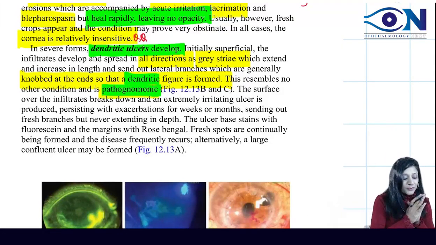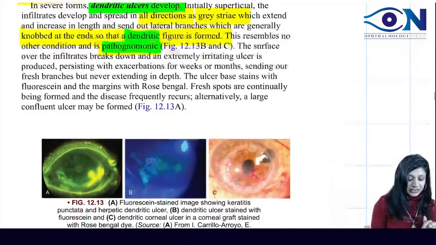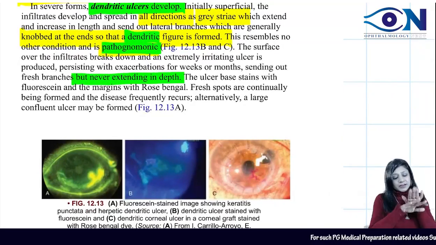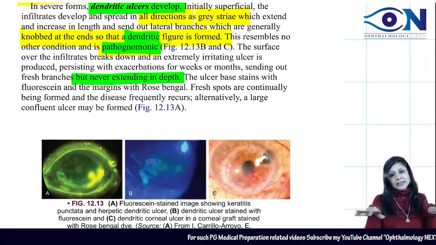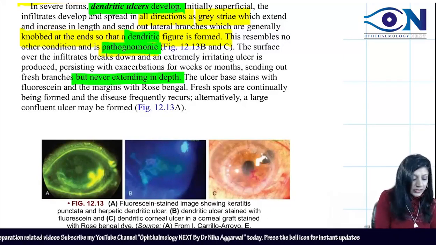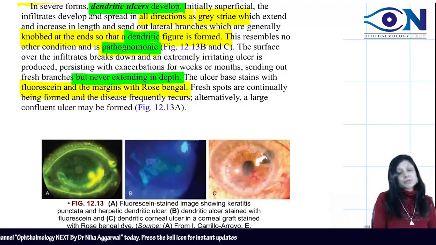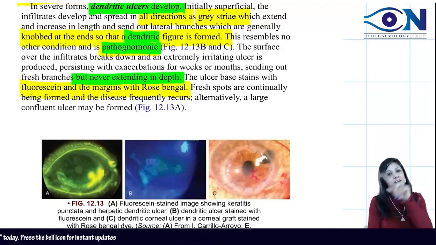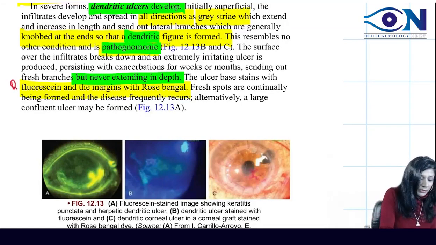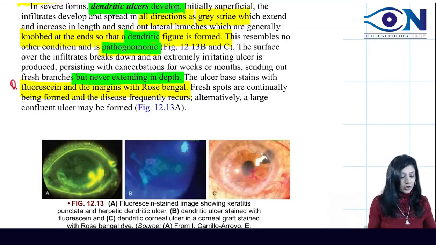So the surface over the infiltrates breaks down and an irritating ulcer is produced, persisting with exacerbations. But the thing is, it is not extending in depth. It is spreading horizontally only in the epithelium. I told you the ulcer stains with fluorescein and the margin with rose bengal. F for fluor and F for fluorescein, and the knobs with the rose bengal stain. Fresh spots are continually being formed and the disease frequently recurs. Alternatively, a large ulcer may also be formed.